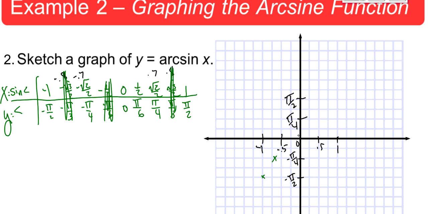And then at 0, it's 0. And then at 0.5, it's pi over 6. I will maybe try to put that one on there. And then at 0.7, it's at pi over 4. And then at 1, it's at pi over 2 as we go. And so what we get is a curve that looks like that. And so I'll just try to give yourself a good picture of the arc sine graph there as we go.